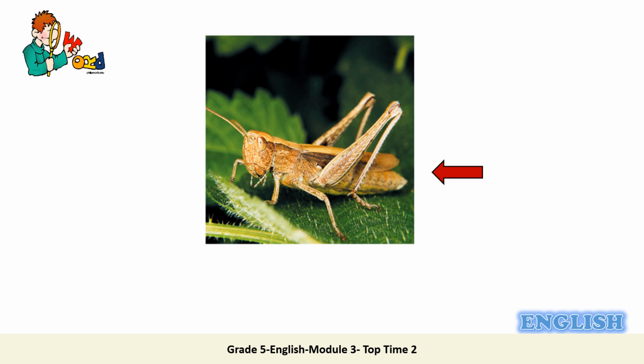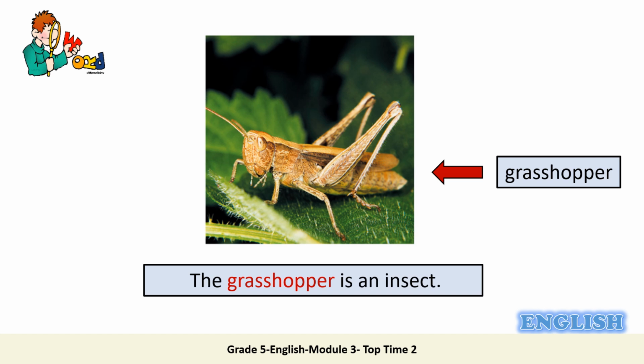Let's guess our next word. Look at the picture. What do we call this insect? Very good. A grasshopper. Can you put it in a sentence? The grasshopper is an insect.